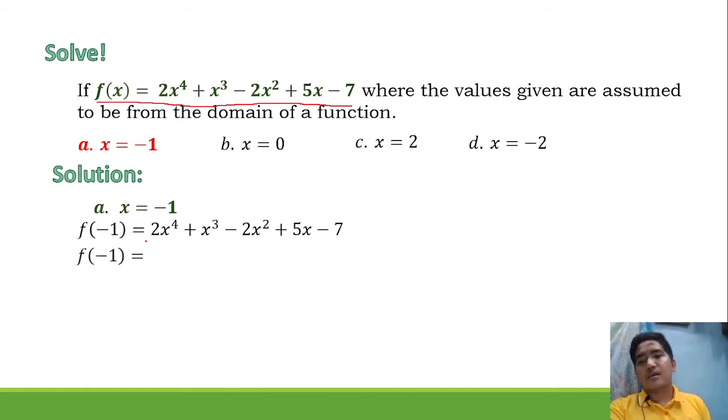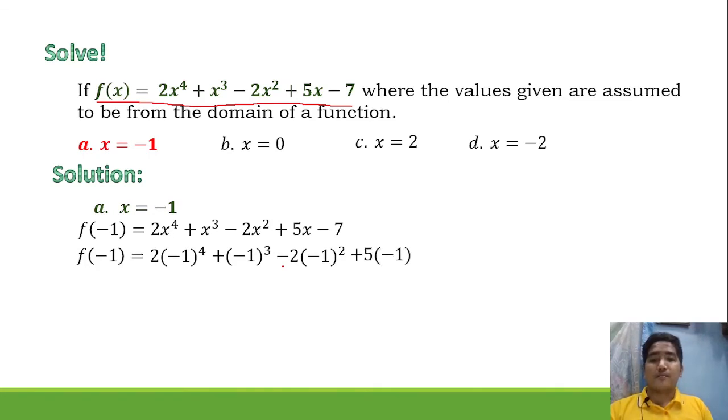Next, copy f of negative 1 is equal to 2 times negative 1 to the fourth power plus negative 1 cubed minus 2 times negative 1 squared plus 5 times negative 1 minus 7. Okay? Next. So, next term natin dito is kukunin muna natin yung value ng ating mga exponent dun sa ating naka-open and close parenthesis ng mga values. So, we have 2 times 1 because negative 1 to the fourth power that is equal to positive.